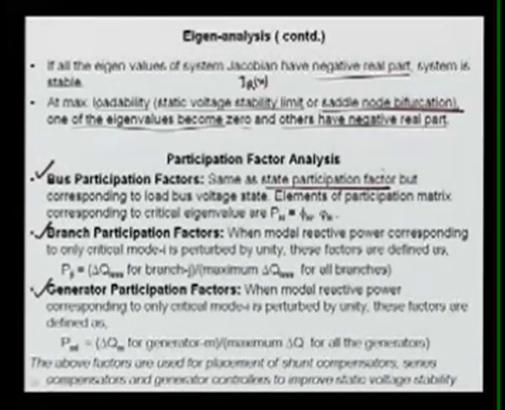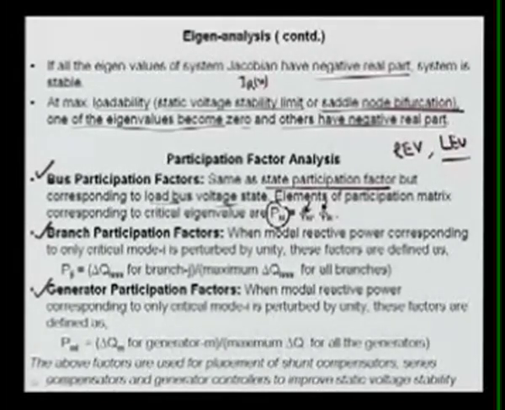It is nothing but the multiplication of the vectors obtained, that is the right eigenvectors and the left eigenvectors, and then we can get the participation factor. But it is corresponding to a load bus state. If we are taking the bus state of the load bus, then the voltage participation factor can be this.